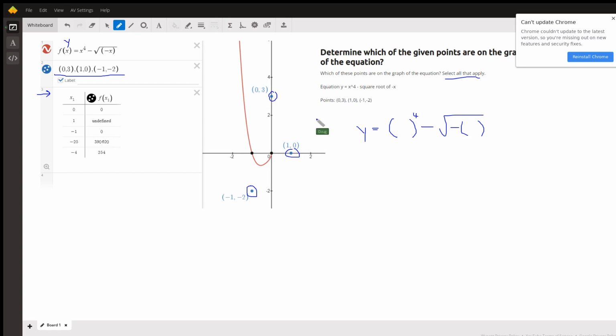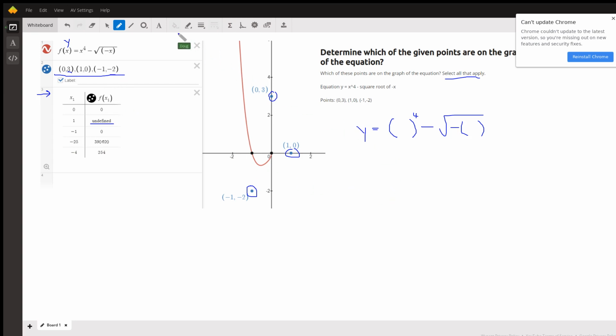If you wanted to set up a table in Desmos, you could say, well, insert a table, and we're going to supply values for x and determine what f of x sub 1 is. When x is 0, y is 0, not 3. When x is 1, y doesn't even exist because the square root of -1 is not defined in the real numbers. When x is -1, y is 0, not -2.